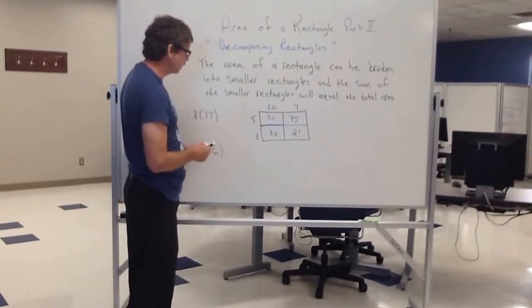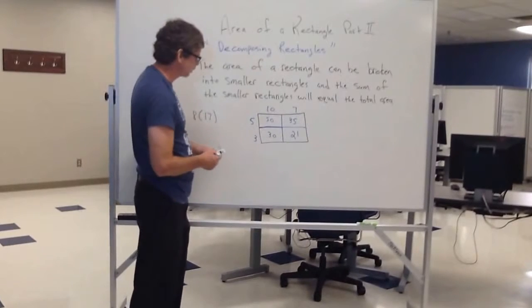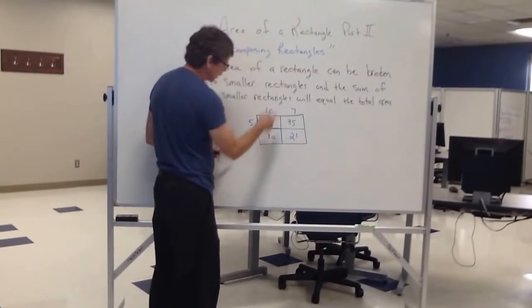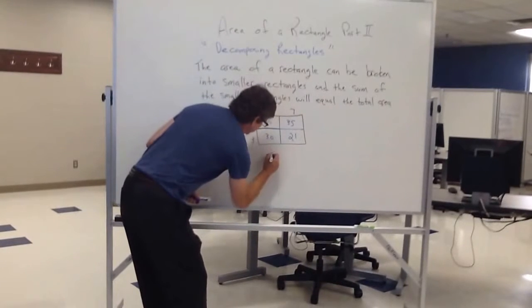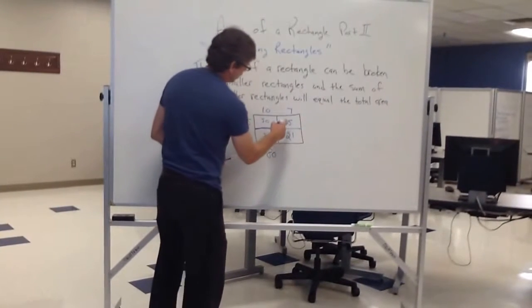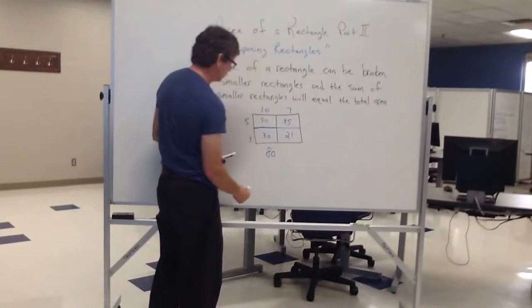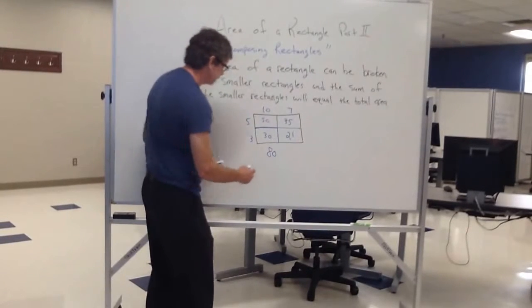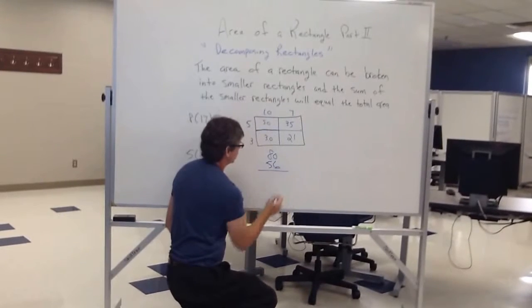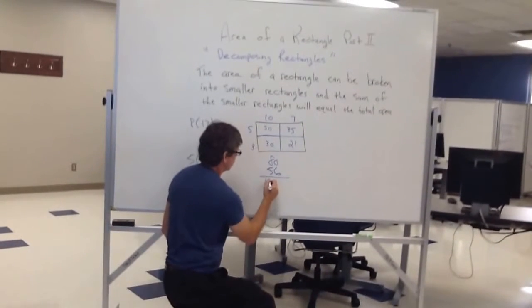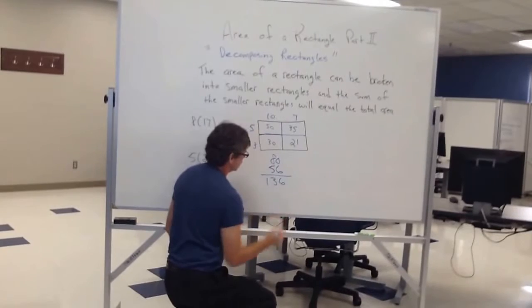From there, what I can do is add total areas up. For me, I'm more of a down person, so I go 50 plus 30. That's going to give me 80. And then 35 and 21 would be 56. And then I can add those together. And that would end up being 136.